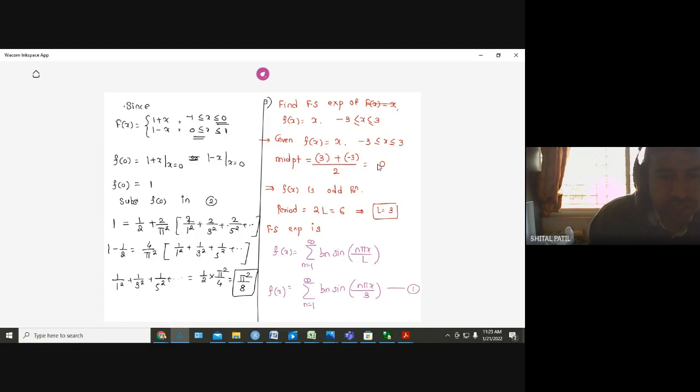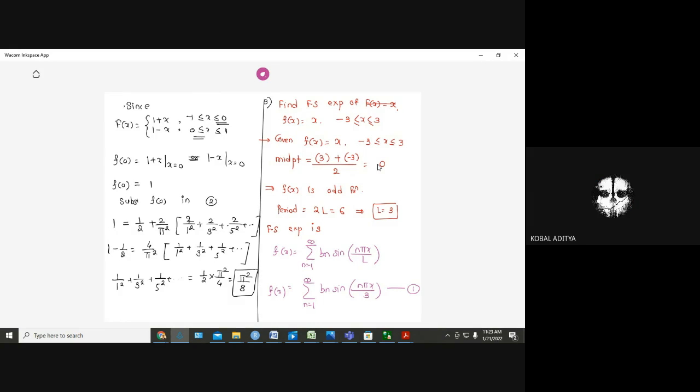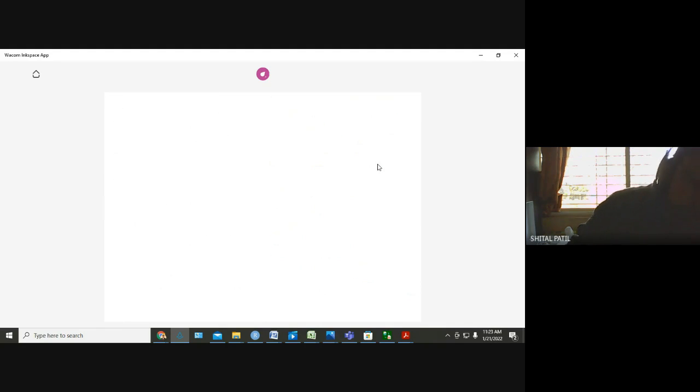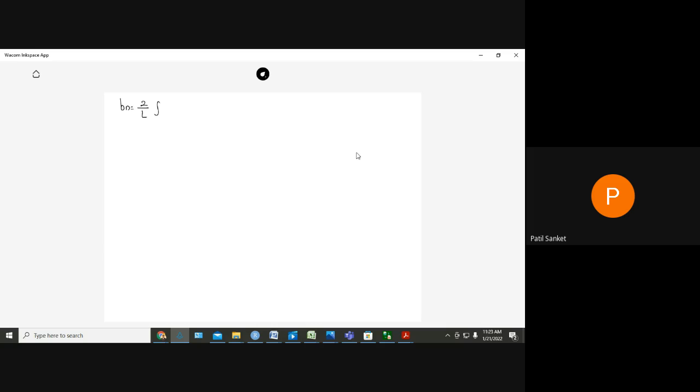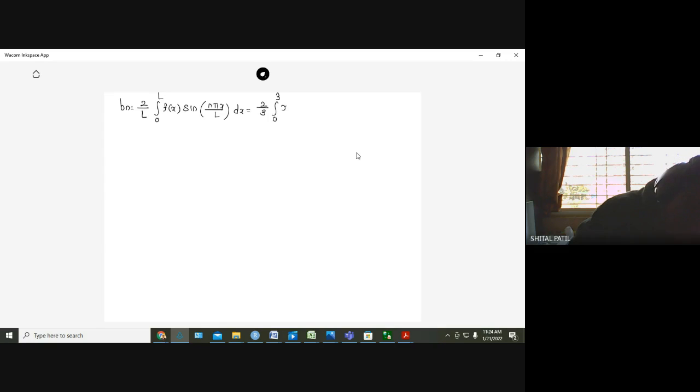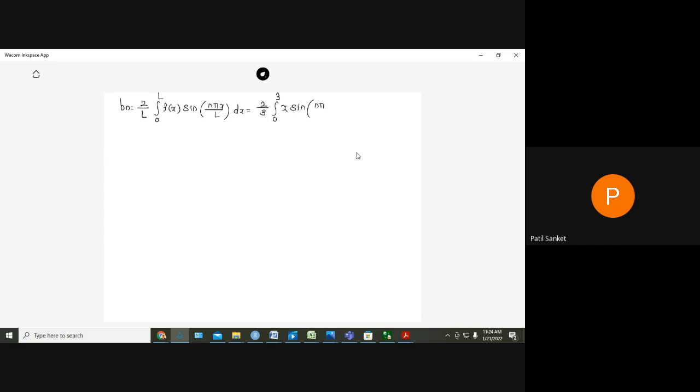So now we'll find bn on the next page. Bn equal to 2 by L, integral of f of x sin n pi x upon L. L is known to us, f of x is also known to us. Apply integration by parts, the UV rule.